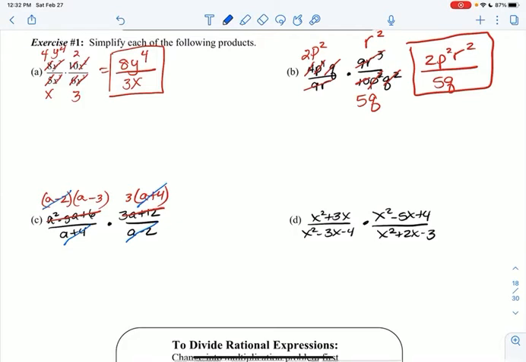All right, so what am I left with? On top, I'm left with the 3, and I'm also left with the a minus 3. And I can just leave it like that. Well, actually, I probably don't want to leave it like that. Let me distribute that, and it's 3a minus 9.